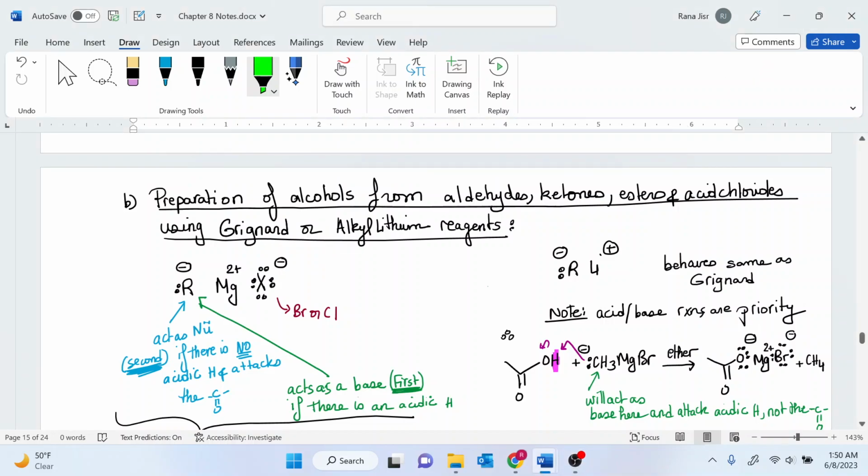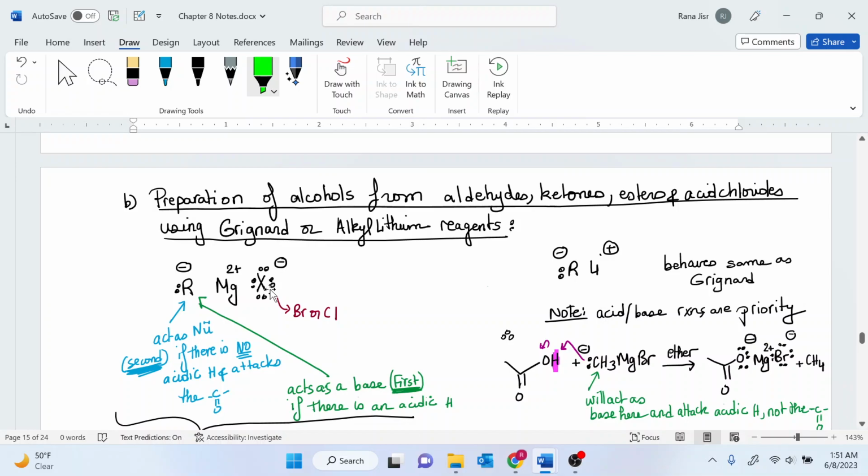So earlier we've seen how to prepare alcohols from aldehydes and ketones by simple reduction of aldehyde and ketone using lithium aluminum hydride and sodium borohydride. And we could get the primary and the secondary alcohols. There's another way to prepare alcohols from aldehydes and ketones. And these reactions, we call them Grignard reactions or alkyl lithium reactions.